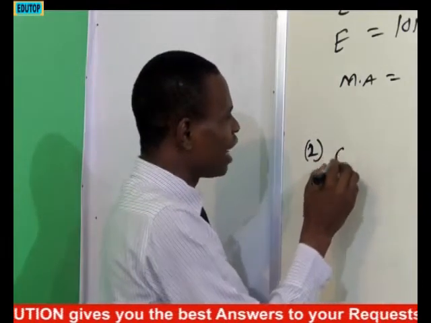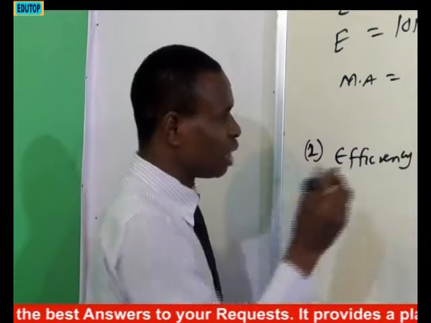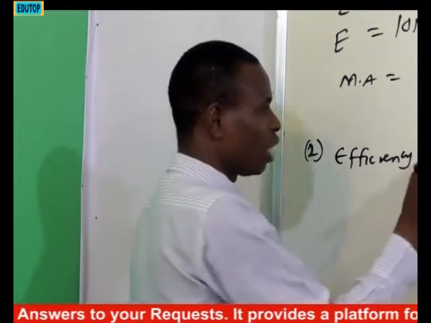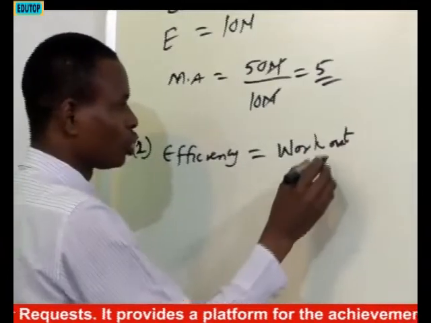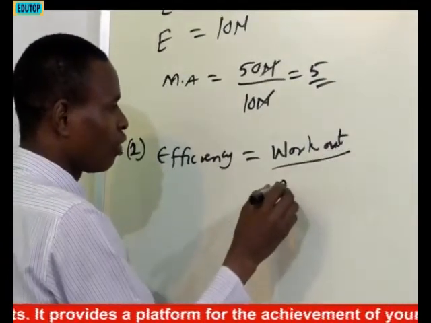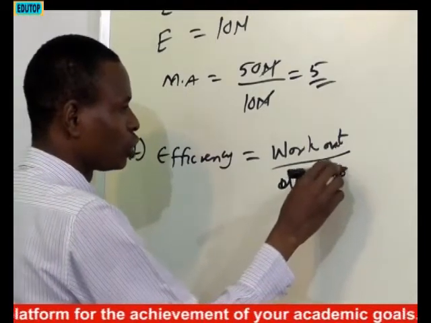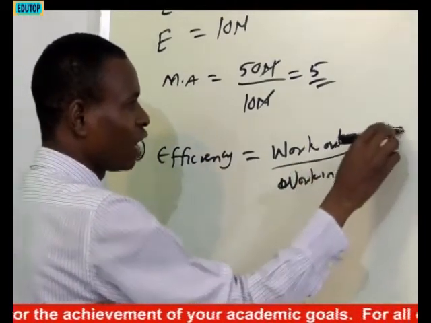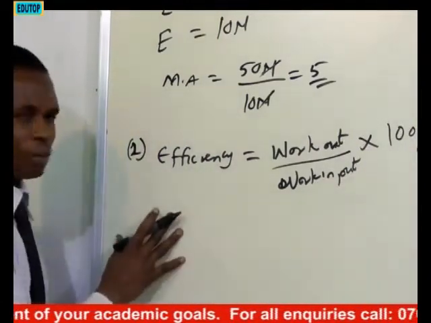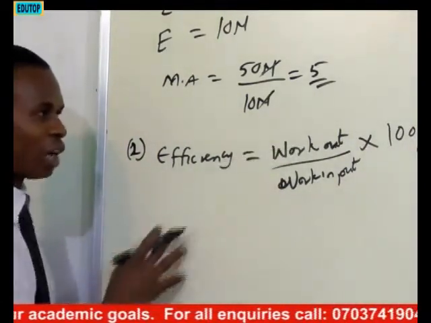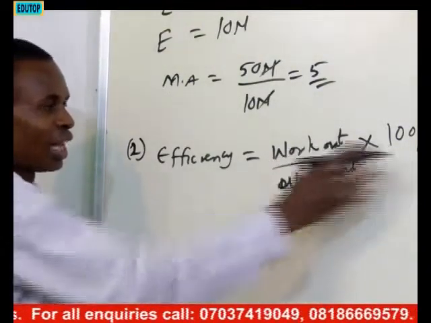To calculate the efficiency of this machine, in this case, we are going to have the work output over the work input times 100%. Efficiency will be equal to work output divided by work input times 100.